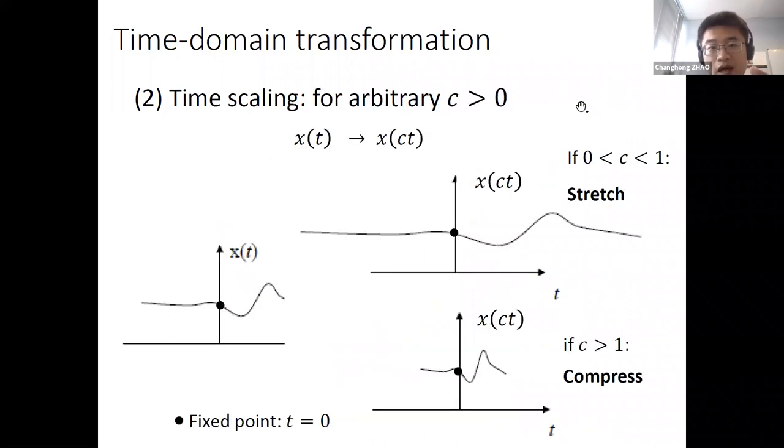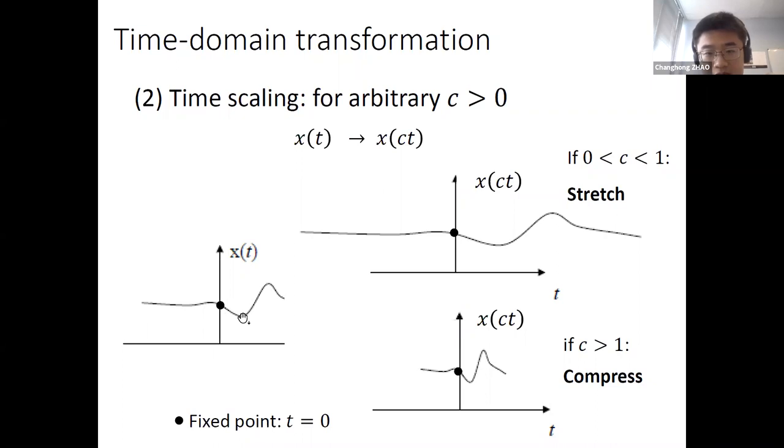We can also generalize this kind of change from this particular example to an arbitrary number c. So we have a continuous time signal x of t. Sorry, here there should be a t with the horizontal axis that is missing. When we change from x of t to x of ct, we are scaling that signal. But the particular way that we are scaling it needs further discussion. It depends on whether c is less than 1 or larger than 1. If c is less than 1, then we are stretching that signal.